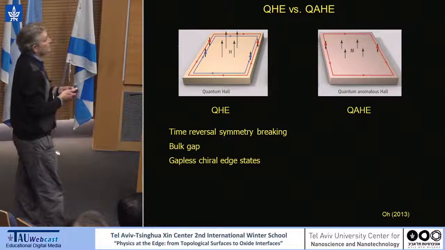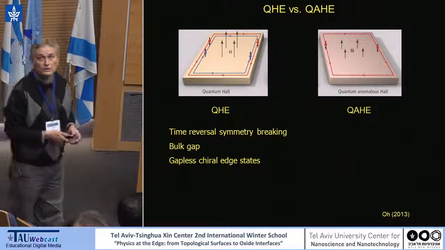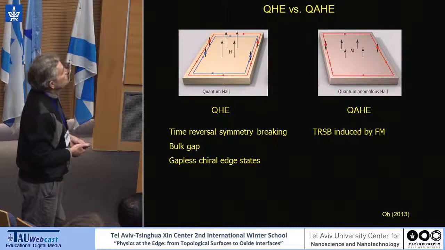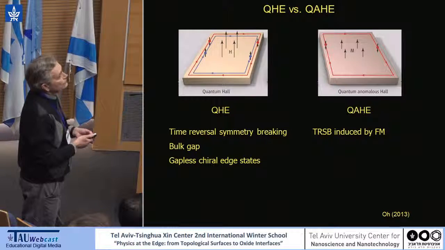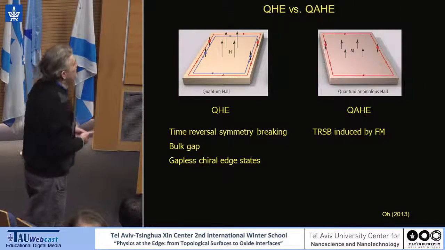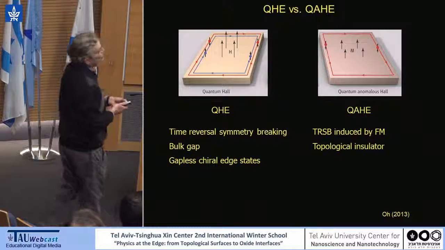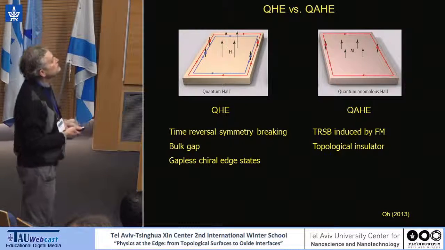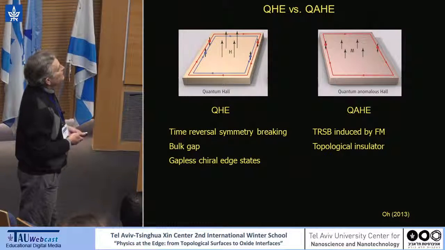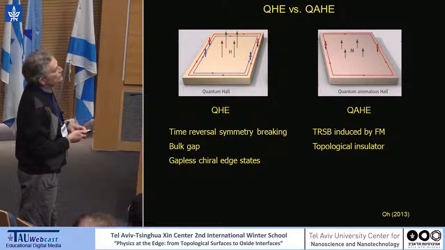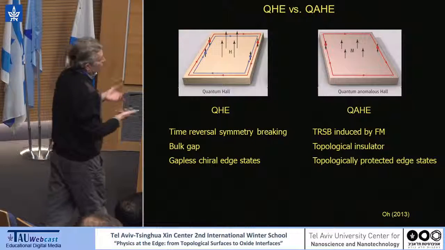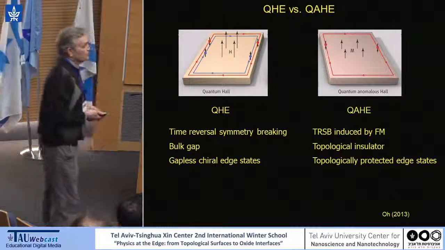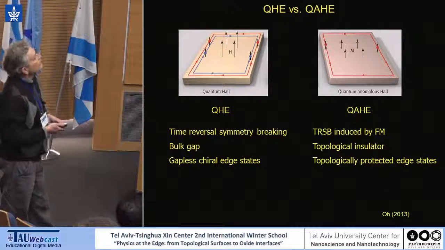But this is not the only possible way to achieve quantum Hall. Alternatively, you can break the time reversal symmetry by long-range ferromagnetic order, which is the hallmark of the quantum anomalous Hall state. You can open a bulk gap just by using a topological insulator. And in this case, you automatically get topologically protected surface states.